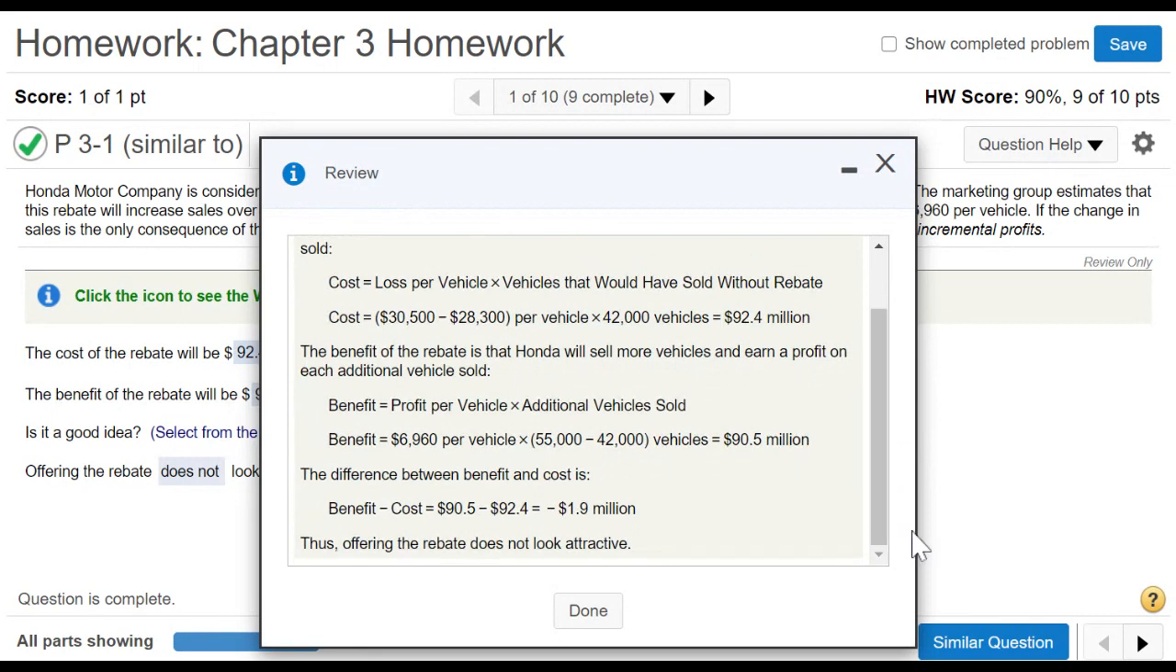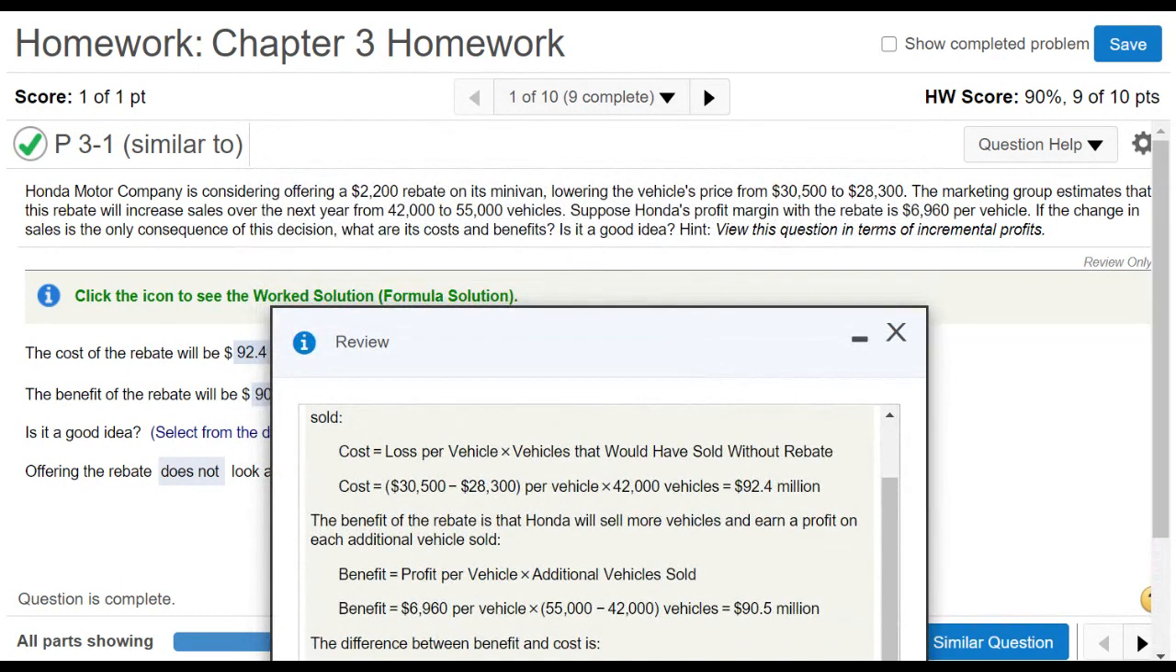So what does the $2,000 in the beginning of the question have to do with any of this? Of course it does, because we lowered the price of the car from 30,500. That was the original price. It went down to 28,300 to get you into the door. Got it? Okay.